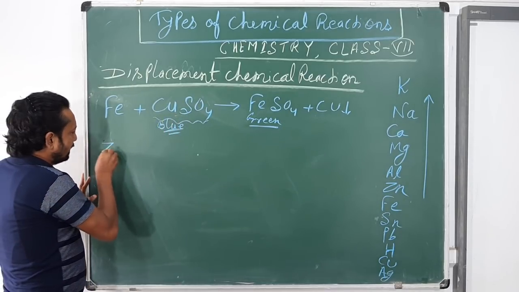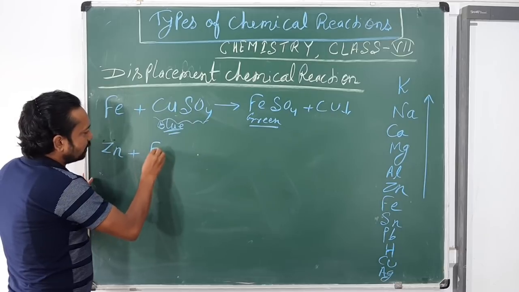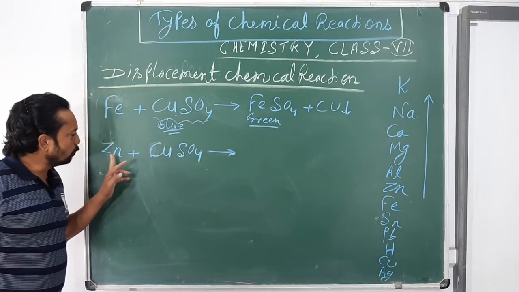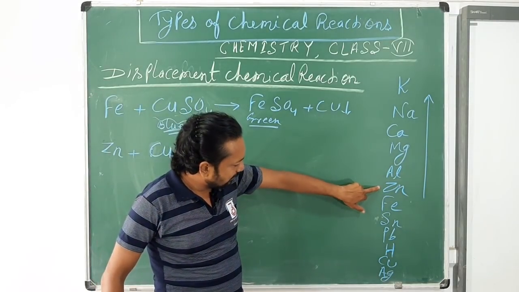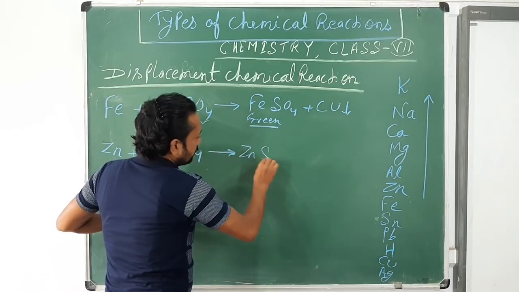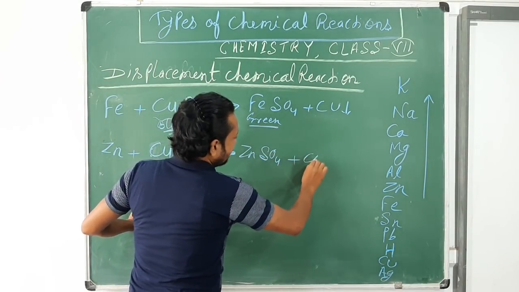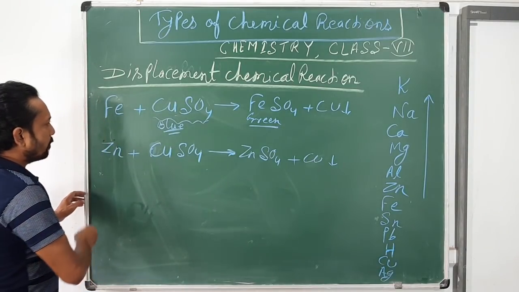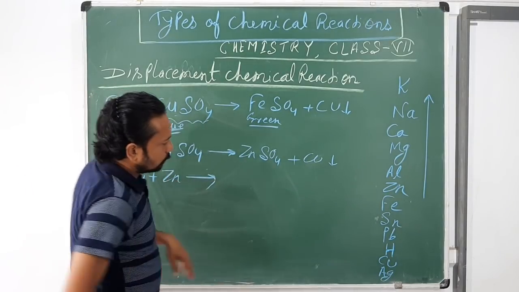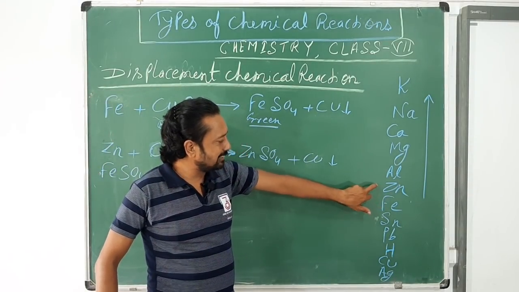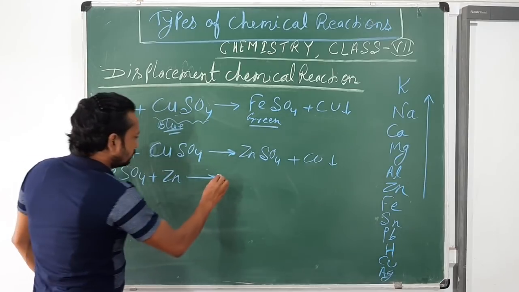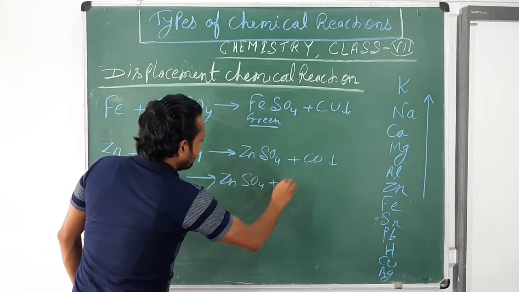The next example is if we use zinc in copper sulfate solution, then zinc is more reactive than copper. You can easily see here zinc is more reactive and copper is less reactive. So zinc can easily displace copper and form zinc sulfate and displace copper. Now if iron sulfate reacts with zinc, then what happens? Zinc is more reactive than iron. It means zinc can easily replace iron from their salt solution and form zinc sulfate and displace iron.